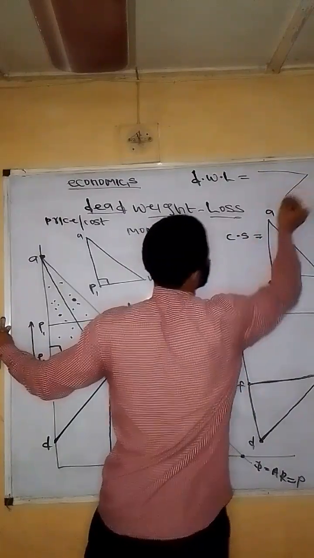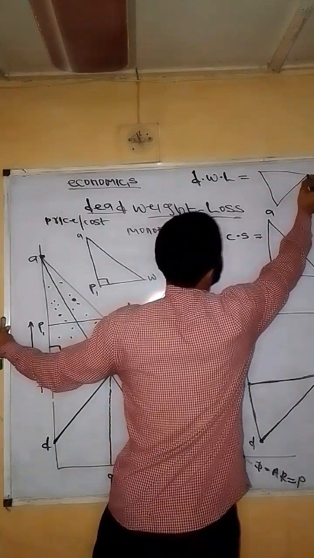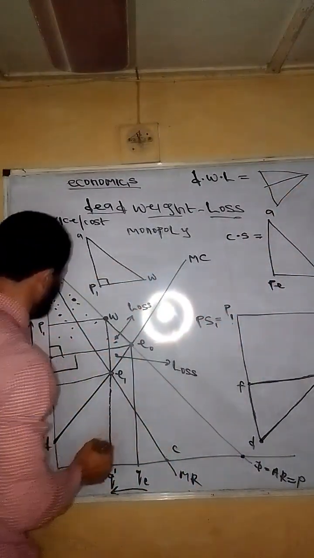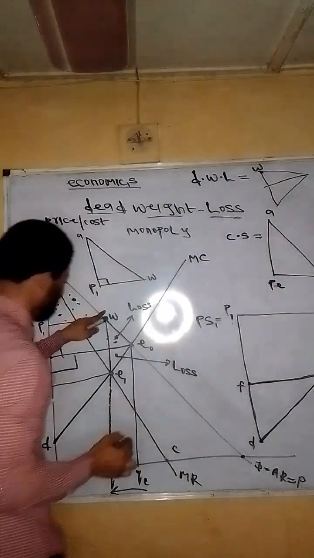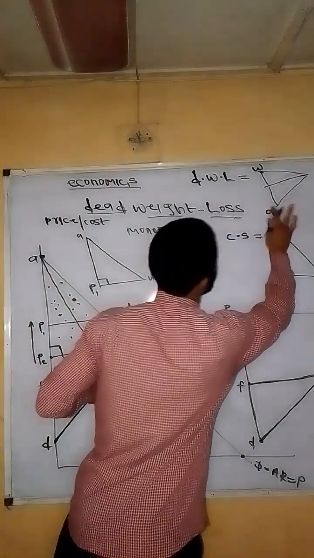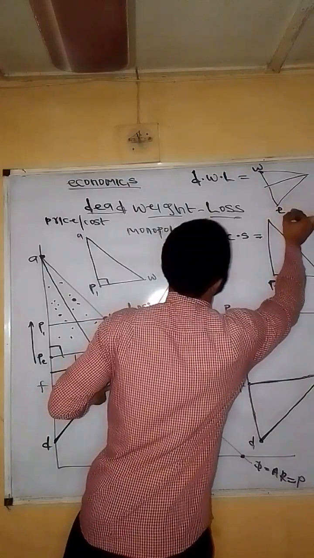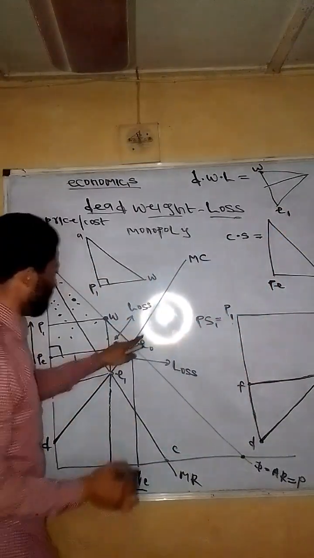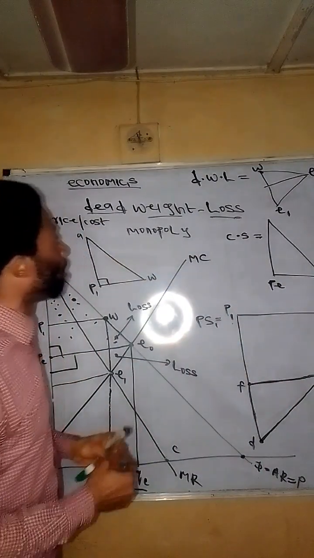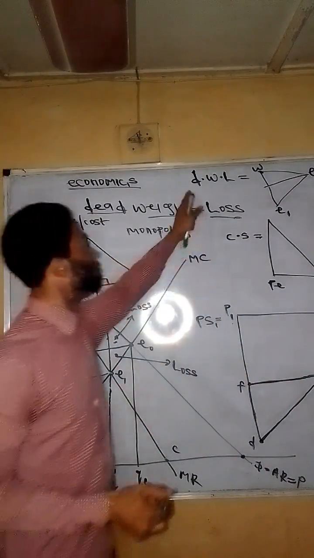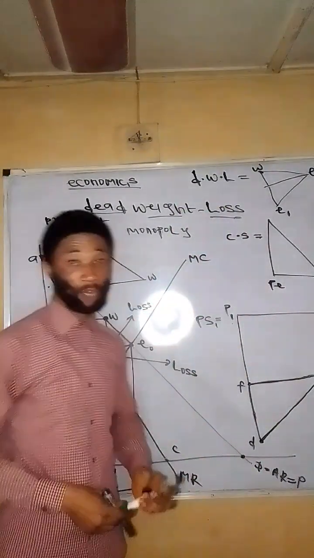Let me draw the triangle like this. This triangle you can see now. The area of this triangle: here is W, this place is E1, and this head is E0. So the area of triangle W E1 E0 will define the magnitude of the deadweight loss.